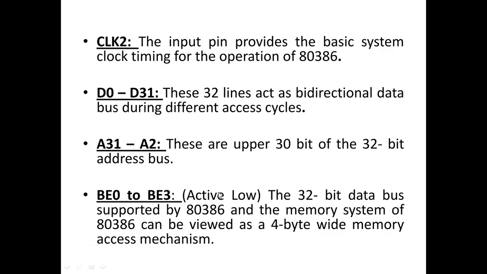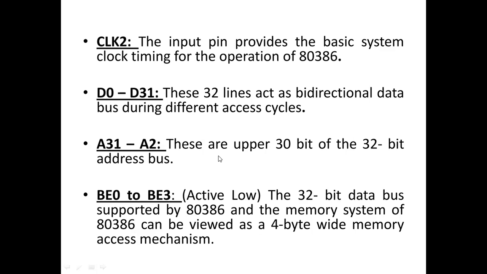CLK2, the clock input pin, provides the basic system clock timing for the operation of the 386 DX. D0 to D31: these 32 lines act as a bidirectional data bus during the different bus cycles. A2 to A31: these are the upper 30 bits of the 32-bit address bus. Out of 32 bits, only 30 address lines are here, which are the upper 30 bits.